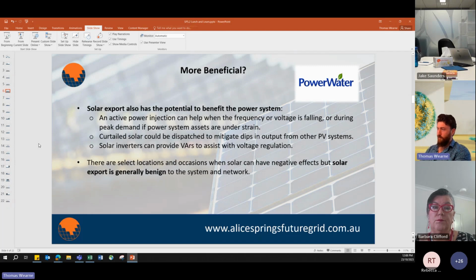Of course, solar inverters can also provide VARs to assist with voltage regulation. So there's definitely locations and occasions where solar can have negative effects. These requirements weren't created for nothing, but most of the time solar export is benign to the system and network, and if controlled intelligently, it can be quite beneficial.